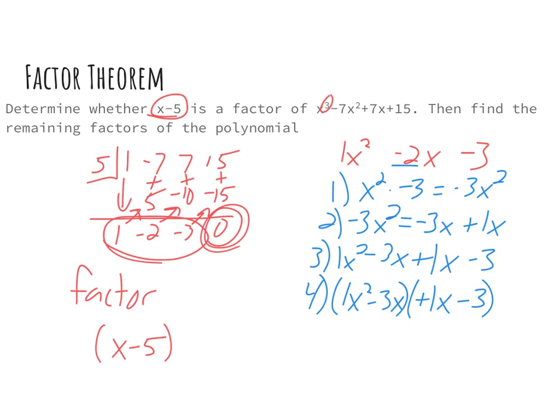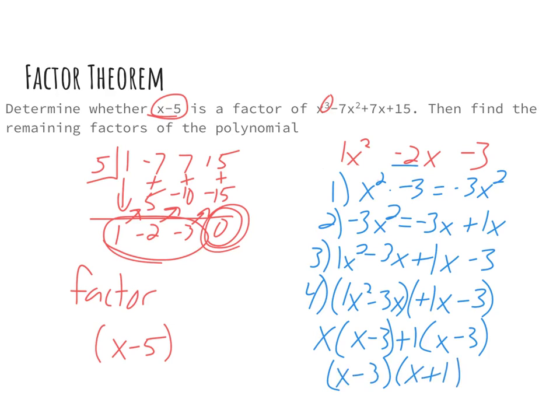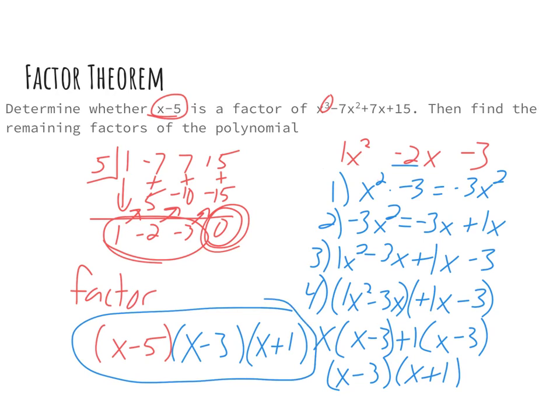In the first one, I can take out an x, and I'm left with x minus 3. In the second one, I can't take out anything, so I'm going to take out a positive 1. I'm left with x minus 3. So then my two factors here are what's inside of both and what's outside of both. So that is my remaining factors. So my whole thing in factored form is those two that I just found plus the one that I started with.